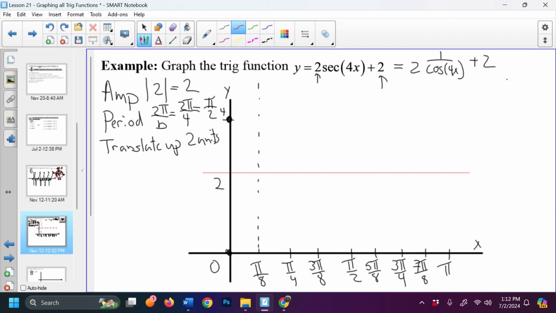More proof, if we make a little unit circle like we did on the last one, from 0 to pi over 8, I am in this first quadrant, and cosine is always positive in that first quadrant, so this graph is going to go up. All right, now pi over 4. Pi over 4 times 4 is just pi. The cosine of pi is -1. 1 divided by -1 is -1. Times 2 is -2. Plus 2 is 0. So at pi over 4, I have a 0.